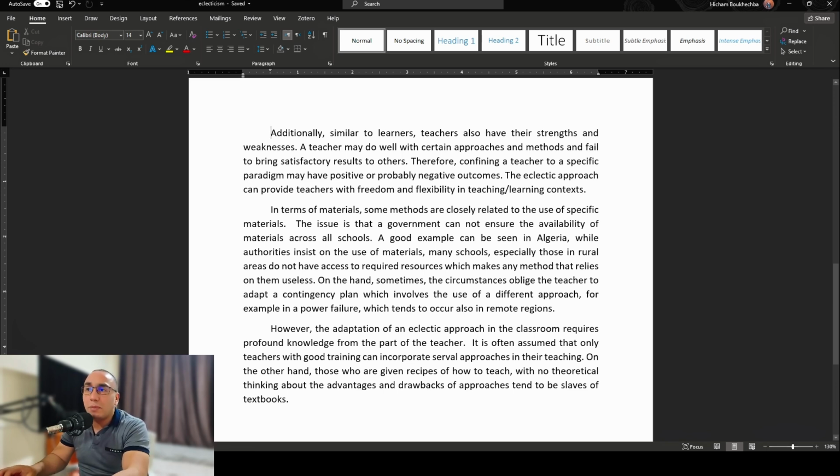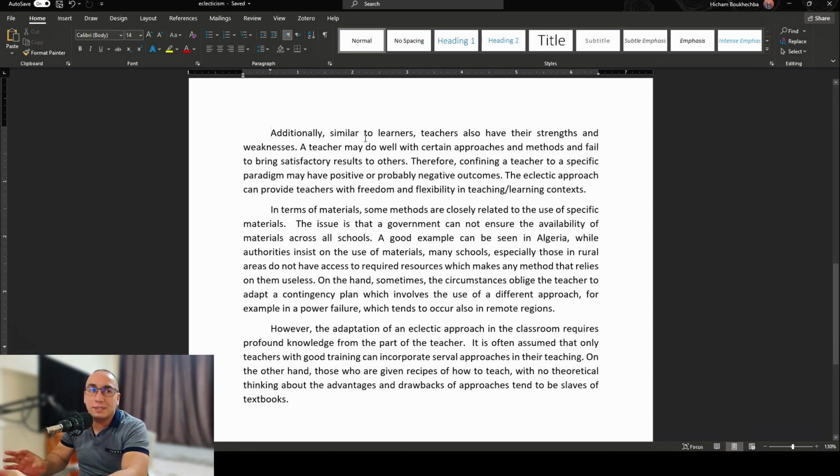Next. And this paragraph, I think, really made a difference, because it's something we rarely talk about. It's about the teacher. Additionally, similar to learners, teachers also have their strengths and weaknesses. A teacher may do well with certain approaches and methods and fail to bring satisfactory results with others. Therefore, confining a teacher to a specific paradigm may have positive or probably negative outcomes.